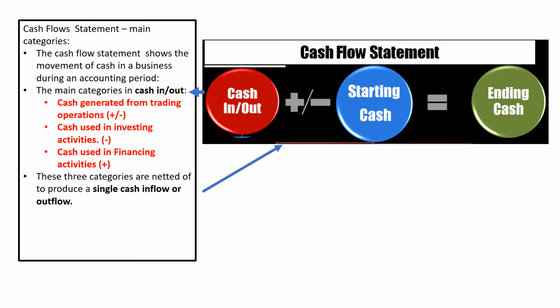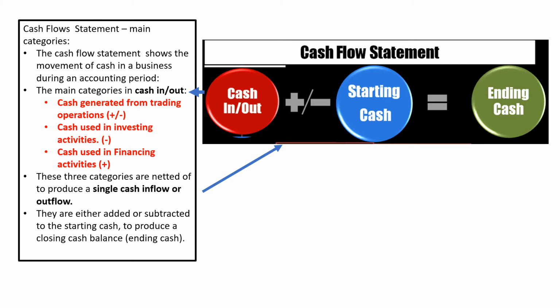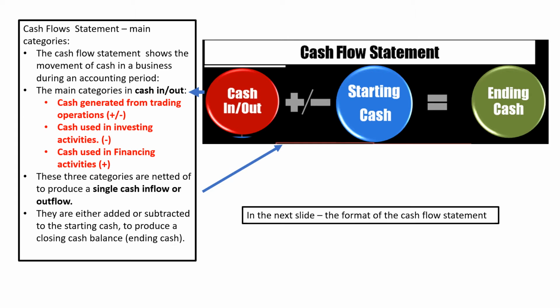All these three categories are netted off to produce a single cash inflow and outflow, which could be positive or negative. They are either added or subtracted to the starting cash to produce a closing balance, which we call the ending cash. In the next slide, we'll look at the format of the cash flow statement.